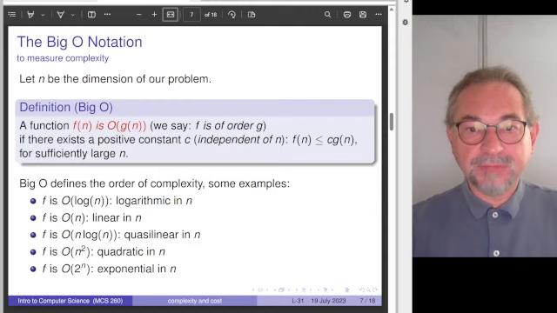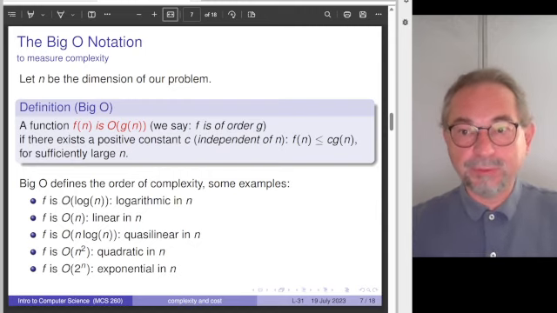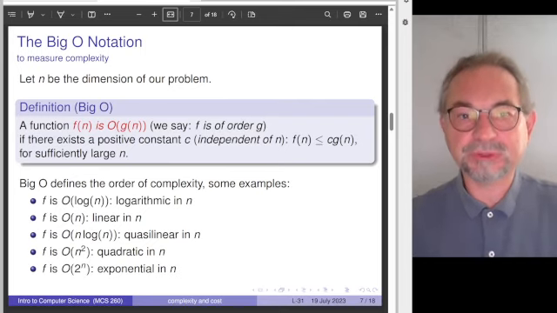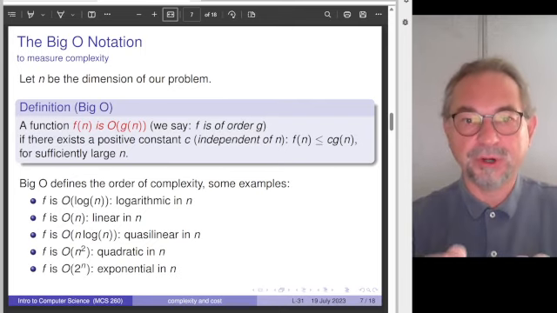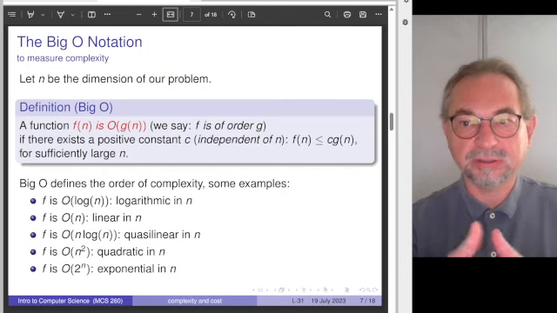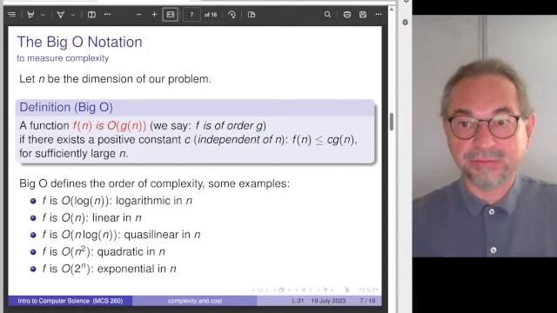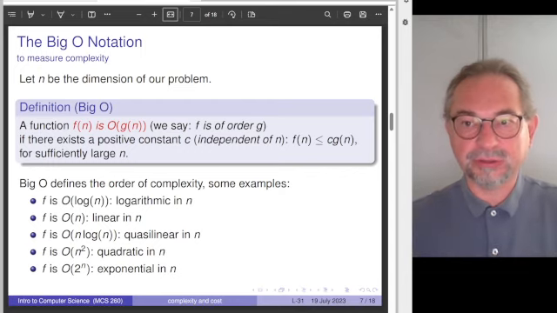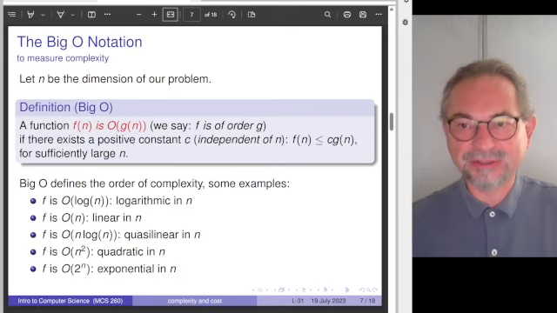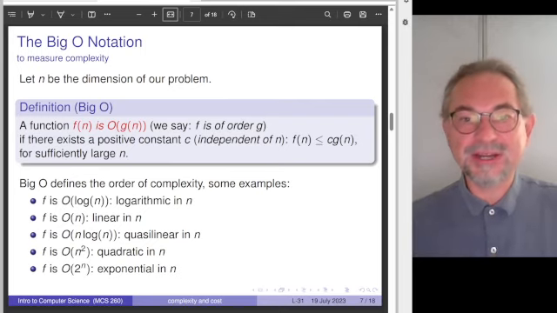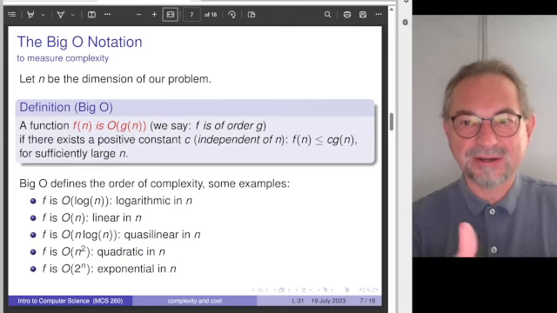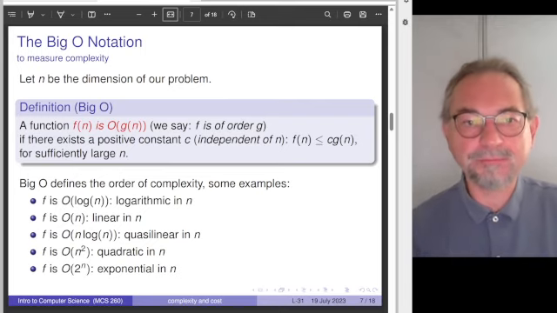Okay, how do we measure things? We will consider typically here one-dimensional problems. So we have one number. Think about a sequence of numbers. So the n would be the size of the sequence. Another dimension would indeed be the size of the numbers. But let's consider a one-dimensional problem.